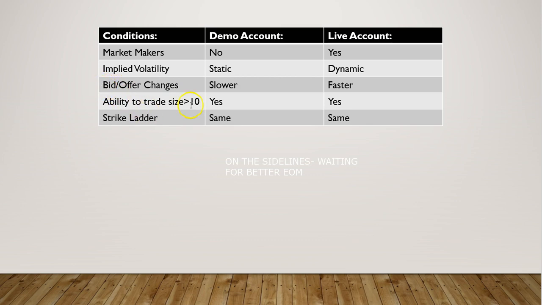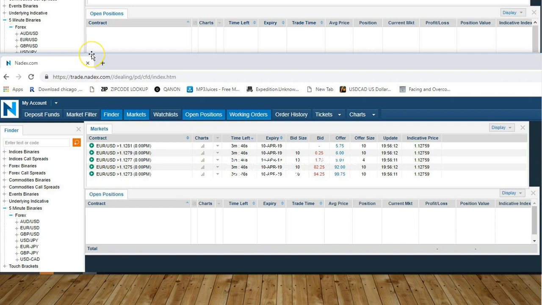Now, every once in a while, you'll see that be different, and I have seen that, but it's not that often. In most cases, your strike ladder is going to be the same. So that's really good when it comes to doing some trading. So here is an example.